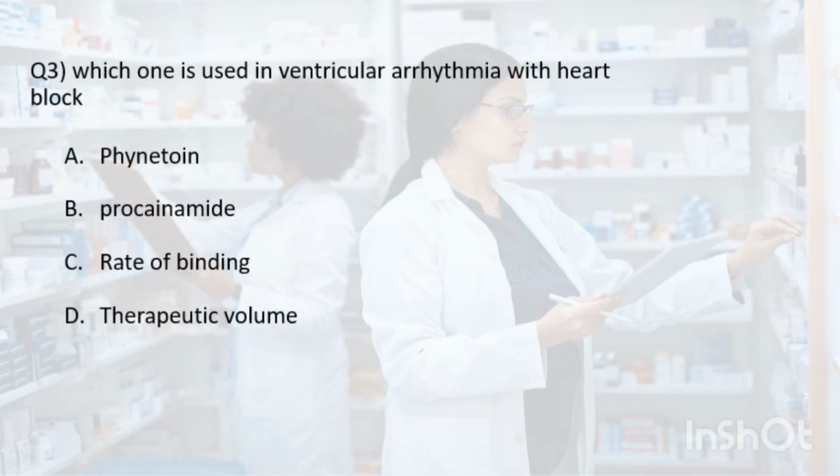Question 3. Which one is used in ventricular arrhythmia with heart block: phenytoin, procainamide, rate of binding, therapeutic volume? The correct answer is procainamide. Why? Procainamide is a medication that is commonly used in the treatment of ventricular arrhythmia with heart block. It works by blocking certain signals in the heart, which can help to regulate the heart rhythm and improve the heart block. Otherwise, phenytoin is an anti-seizure medication that is sometimes used to treat certain types of arrhythmia, but it's not typically used to treat ventricular arrhythmia with heart block. So the correct answer is option B, procainamide.